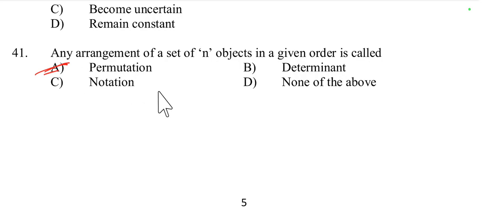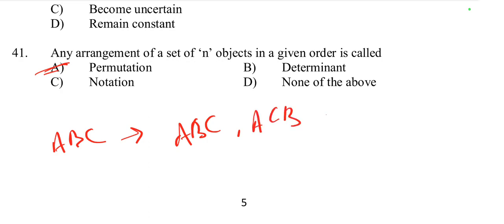A permutation is an ordered arrangement of items. For example, take A, B, C. Then the ordered arrangements are A, B, C, or A, C, B, or B, A, C, etc. This type of situation is called permutation.